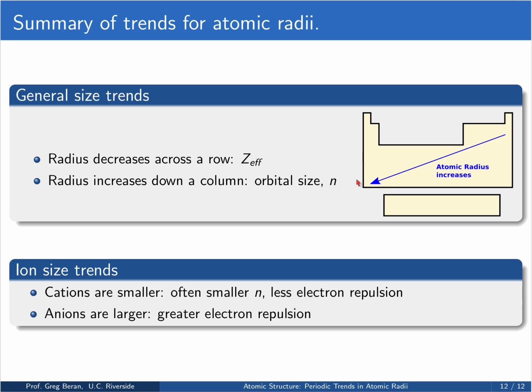When it comes to ions, cations are smaller. Partly you can view that from the fact that they have a smaller effective principal quantum number because they've typically lost their valence electrons. You can also view it from the perspective of the fact that the nuclear charge hasn't changed, but they have fewer electrons. That means there's less electron-electron repulsion and the cloud can contract. In contrast, for anions, you have the same nuclear charge but more electrons, so you're going to have greater electron-electron repulsion, and that causes the electron cloud to expand.